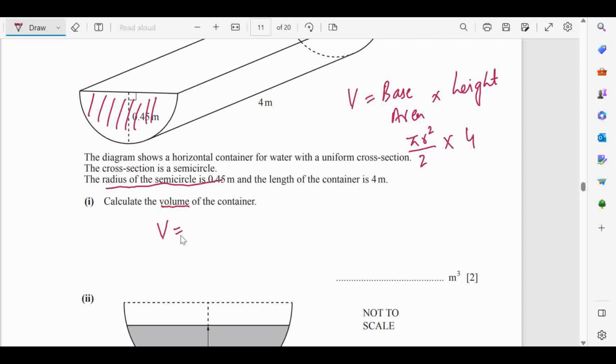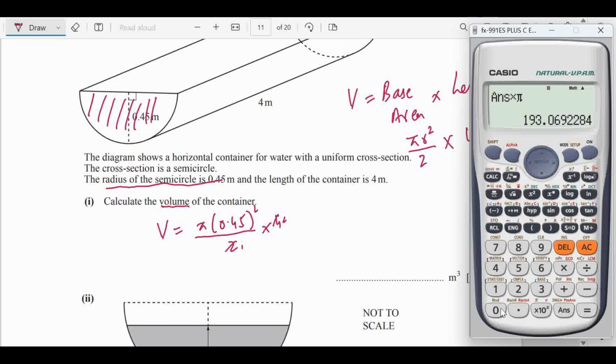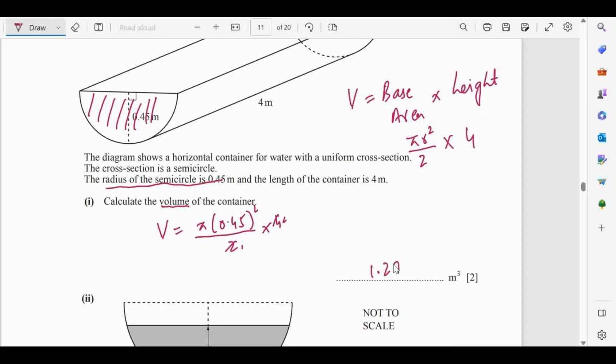So volume will be equal to pi into 0.45 whole square, the whole divided by 2, multiplied by 4. Simplified over here, this will be equal to 0.45 whole square multiplied by 2 multiplied by pi. So this will be equal to 1.27. So 1.27 will be the final answer.